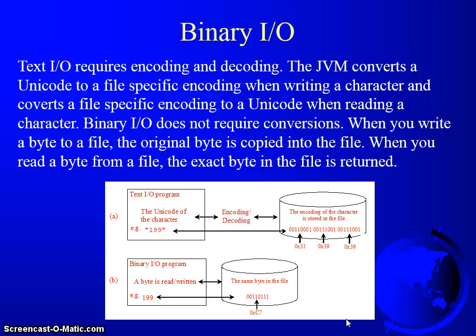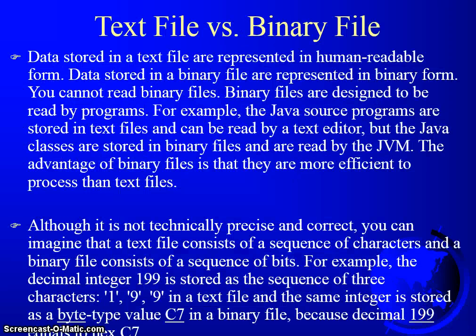We understand what the difference is now. When you open the text file, you see 199. But when you open the binary file, you're going to see C7. That's the difference.